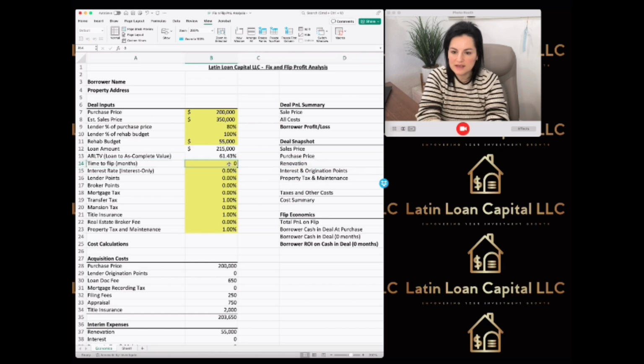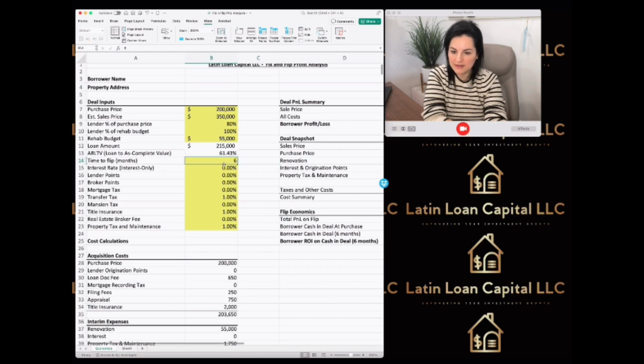Okay, let's say time to flip is 6 months. Very important thing is that when lenders calculate their deals, they always put 12 months, or the amount of time that they're gonna lend you the money. If your term is for 12 months, they're gonna put 12 months because they want to diminish their risk, right? If the term is 6 months, they're gonna put 6 months. I'm gonna put 12 months just to be on the safe side and see if this deal would actually bring a profit.